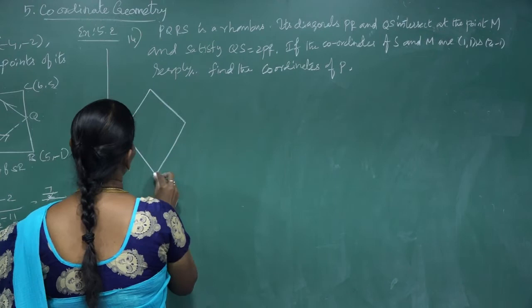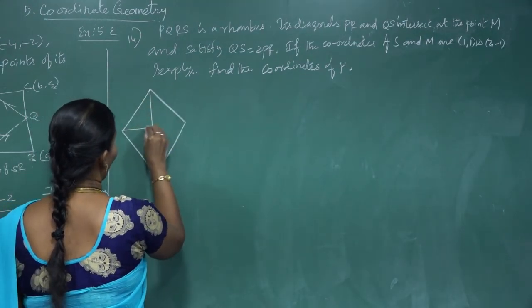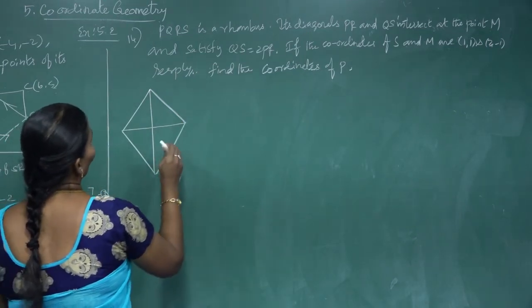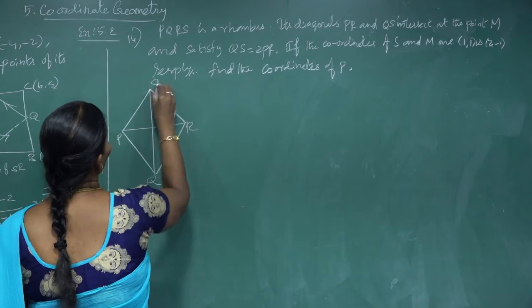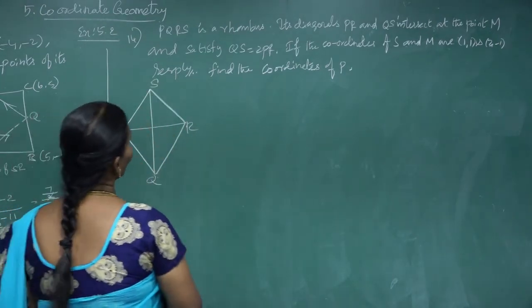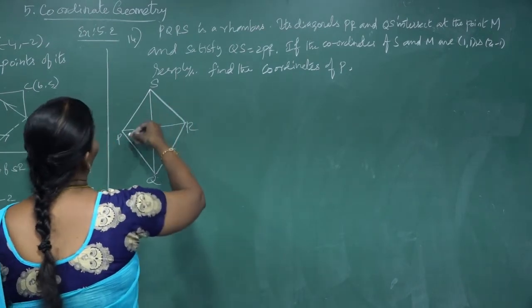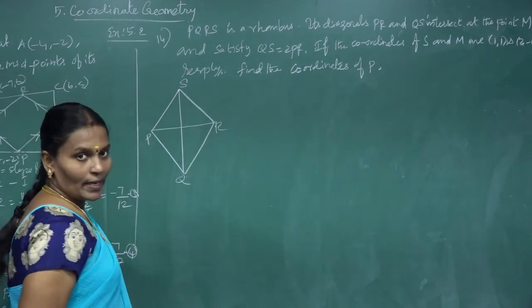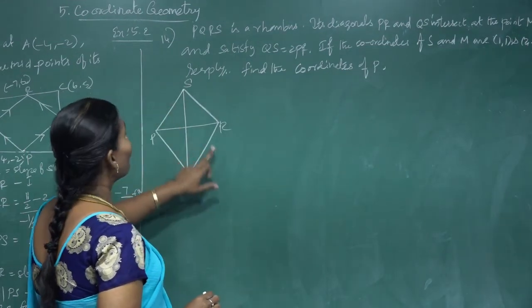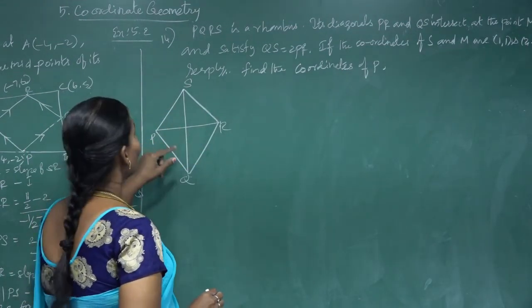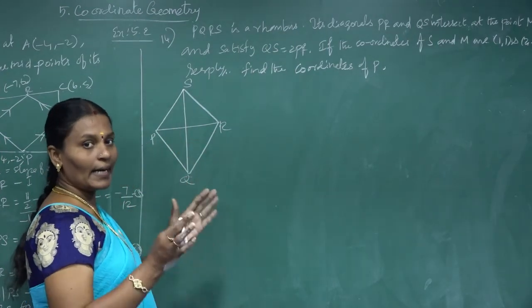Okay, consider this a rhombus. This is the diagonals. Now we see here P, Q, R, S. PQRS is a rhombus. You know the properties of a rhombus. All the sides are equal. Opposite sides are parallel. Then the diagonals bisect each other at a right angle.